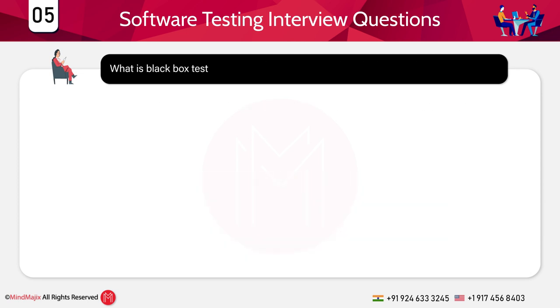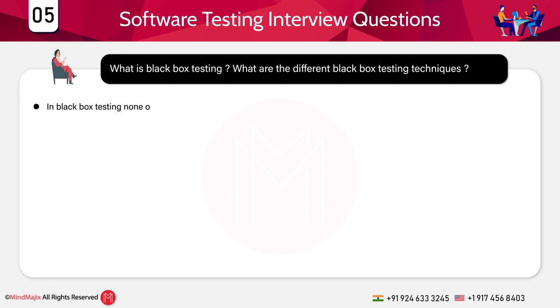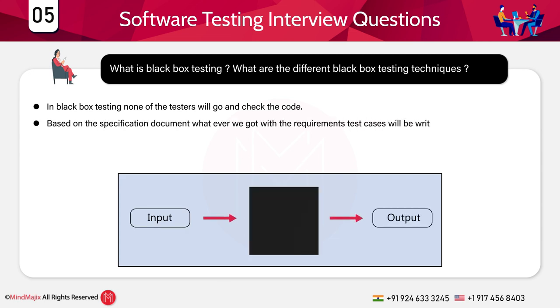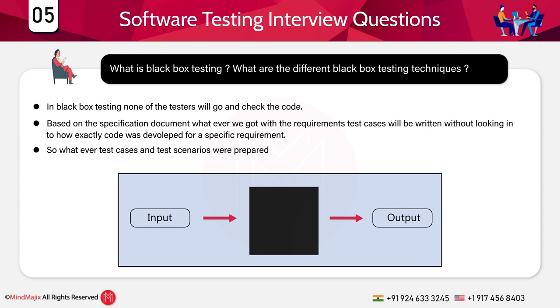What is black box testing? And what are the different types of black box testing? Black box testing is the entire contradictory concept of white box testing. In black box testing, none of the testers will go and check the code. Based on the specification document, whatever requirements we got, test cases will be written without looking into how exactly the code was developed for a specific requirement. So whatever test cases and test scenarios were prepared were completely based on the specification document.